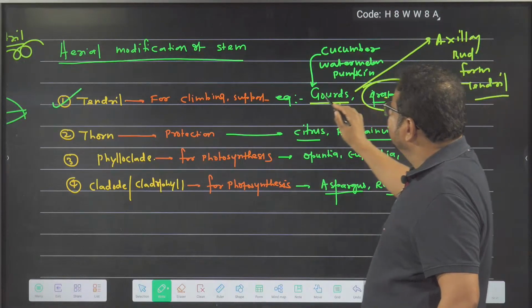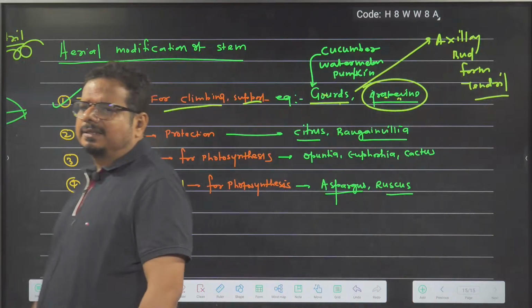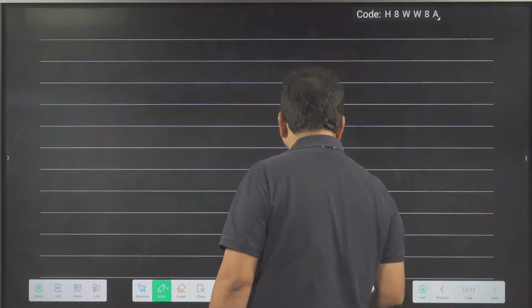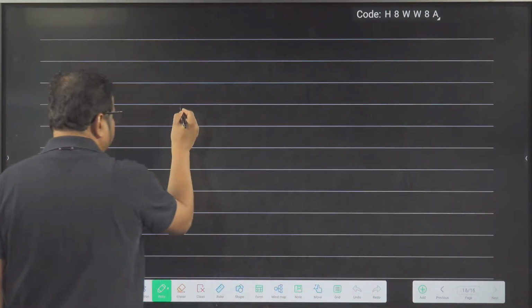And it helps in which one? Support and climbing. Getting the things. So this is one of the aerial modifications. Now we are going to talk about thorn, the second aerial modification.